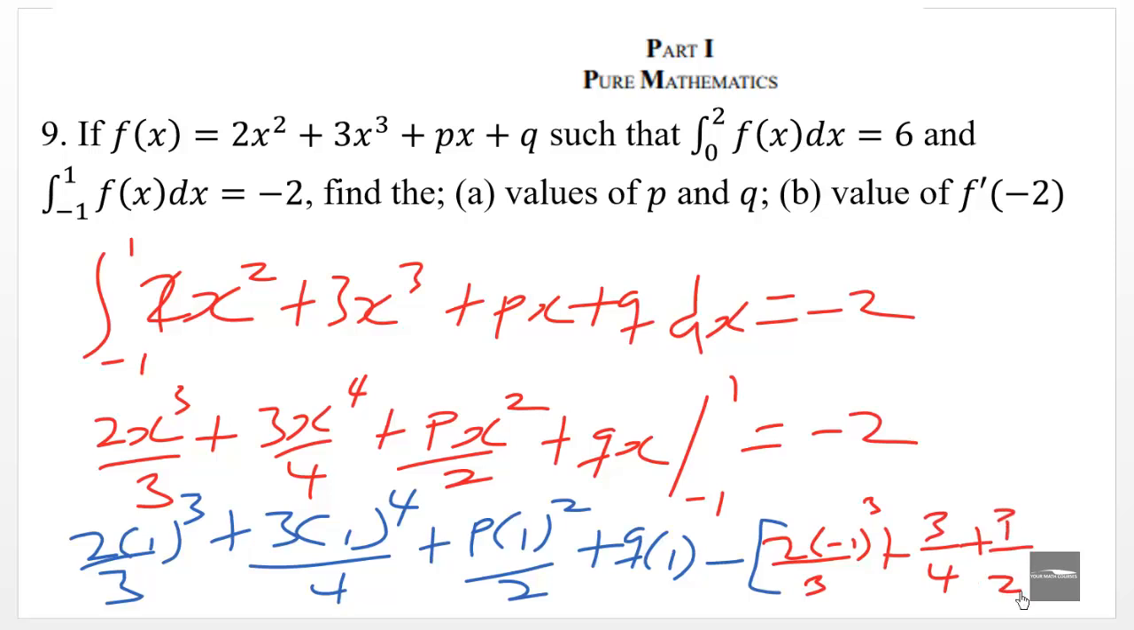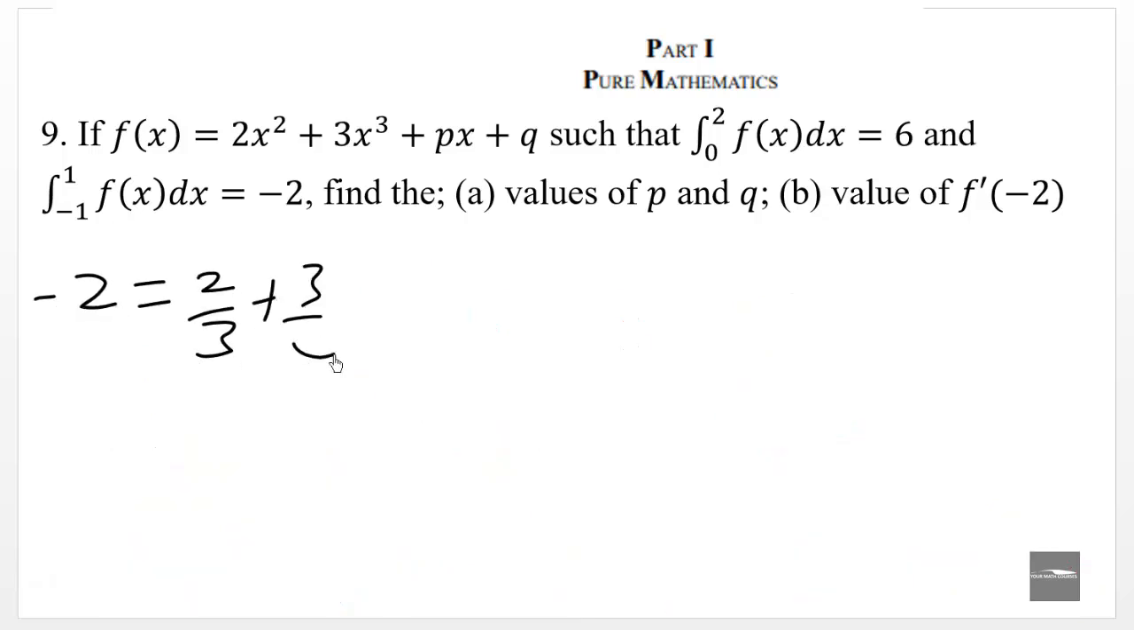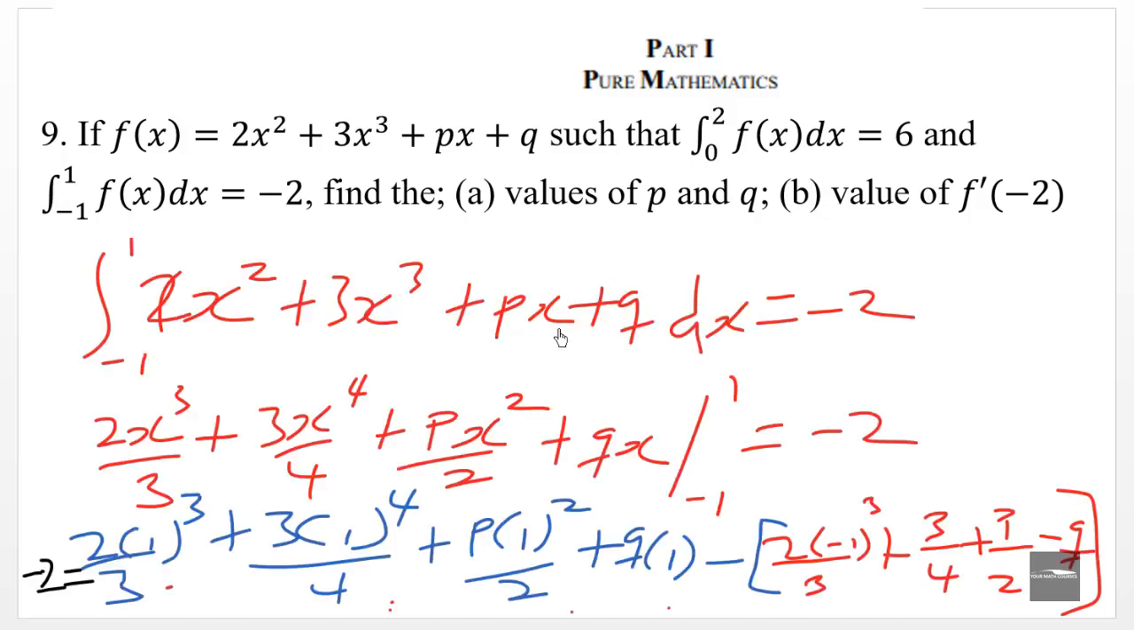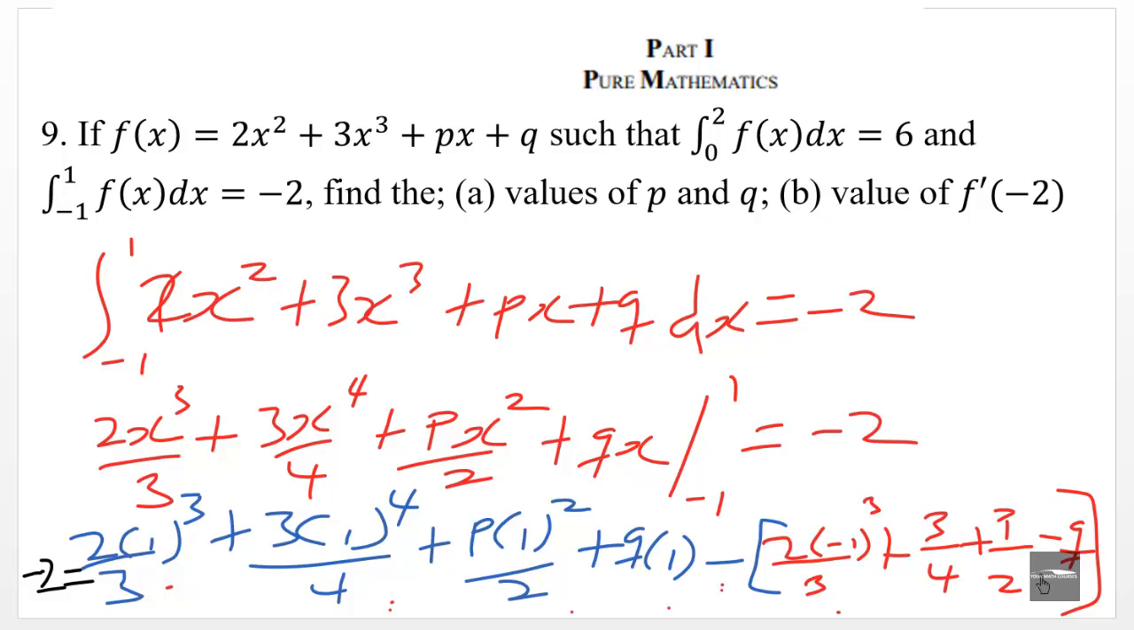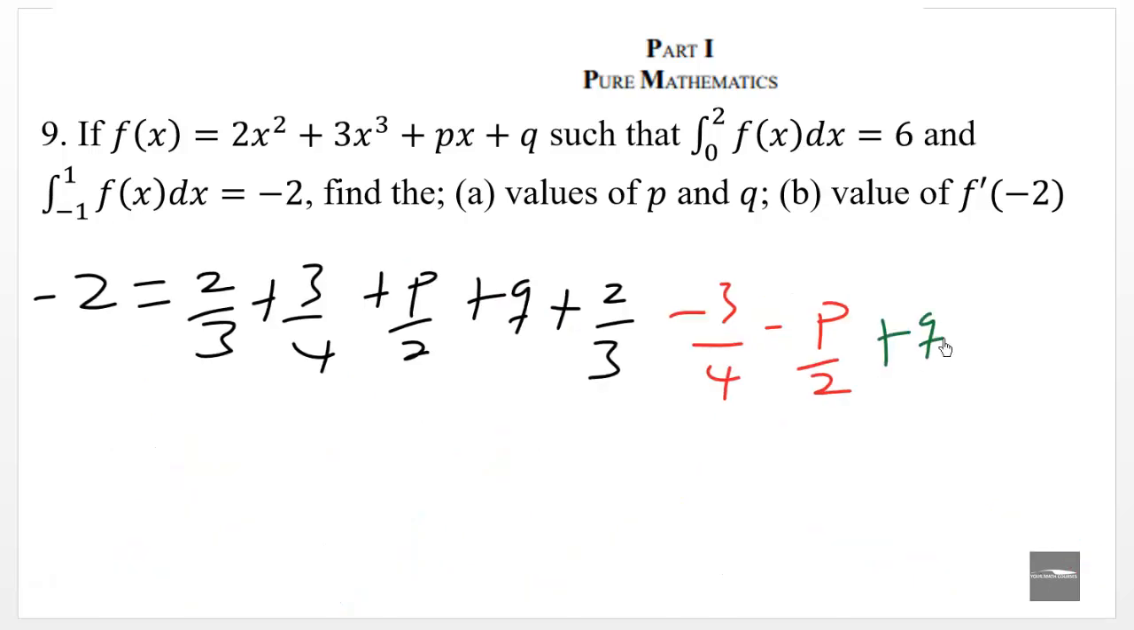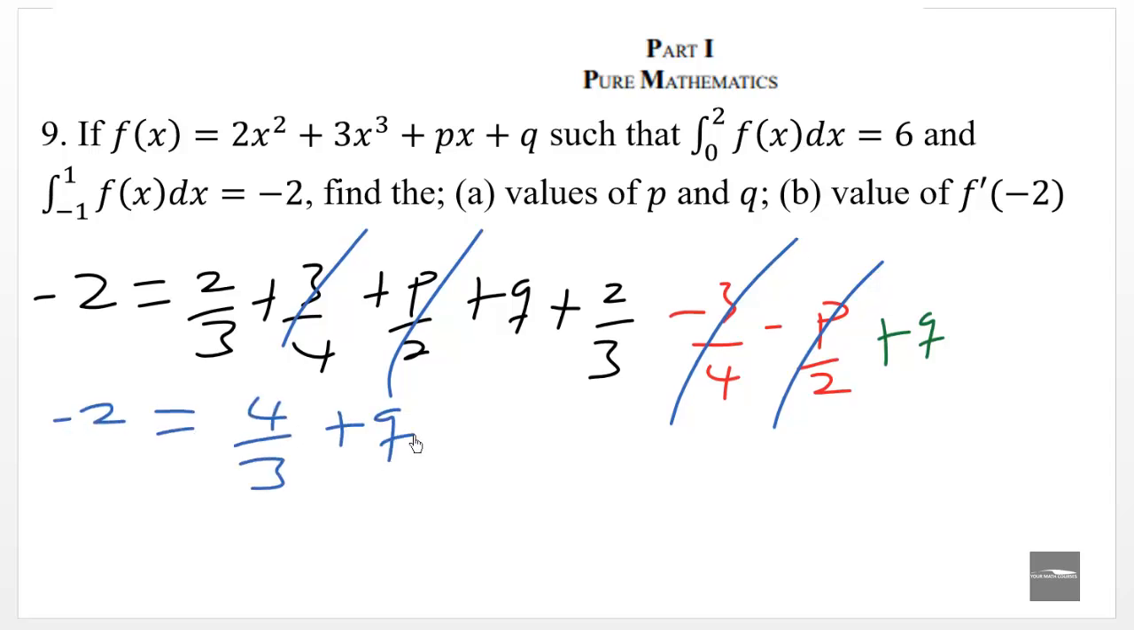So this will give us 3 over 4 plus p over 2 plus q. So let's simplify the whole thing. It's supposed to be equal to -2. So when we simplify, we get 2 over 3, 3 over 4 plus 2p over 2 plus q. Now when we expand here, negative becomes positive. Negative becomes positive. So we get minus 3 over 4 minus p over 2 plus q. And you can see these things cancelling out. And we simplify further.